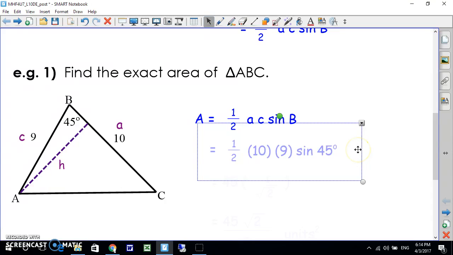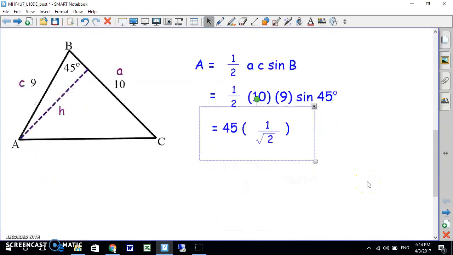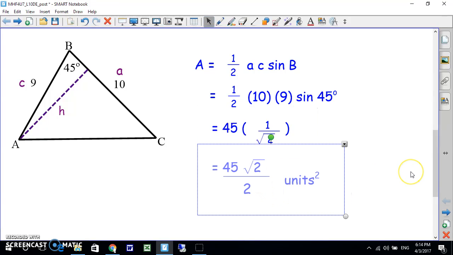Substituting the numbers into this equation, you can simplify this by multiplying 10 and 9 and a half. That gives you 45. And we know that the exact value of sine 45 is 1 over root 2. So if you multiply this and rationalize the denominator, this will give you the exact value of the area of this triangle as 45 square root 2 over 2 square units.